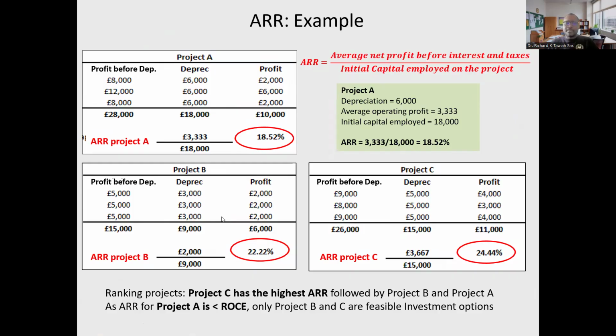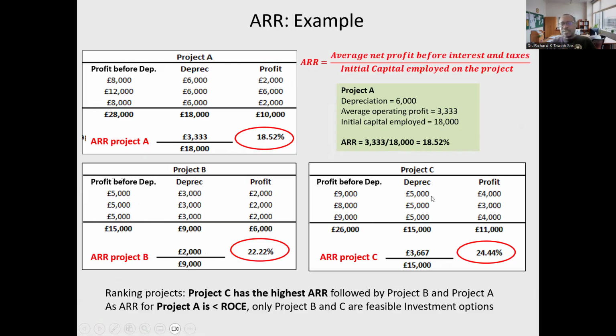Let's go for project B. Like I said, it is 9,000 initial cost over 3 years. So depreciation is 3,000. These are the cash flows. Subtract the depreciation, you get 2,000 each. 6,000 divided by 3 is 2,000. That's the average. Divided by the initial cost, which is 9,000, you get 22%, which is higher than the ROCE benchmark of 20%. So it's good news, right?